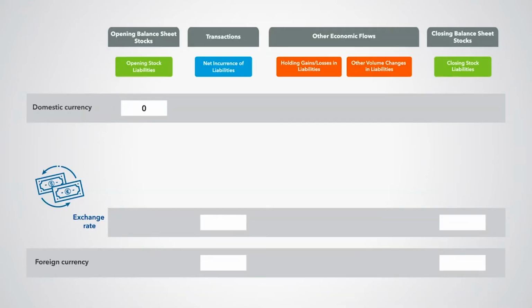Let's look at an example. The government of Arctica issues a bond for 1,000 rupees during the fiscal year. The opening balance sheet showed a zero value because the bond was issued afterwards and there were no previous issues. Suppose that the exchange rate at the time of issue was 1 cube domestic currency to 1 rupee.